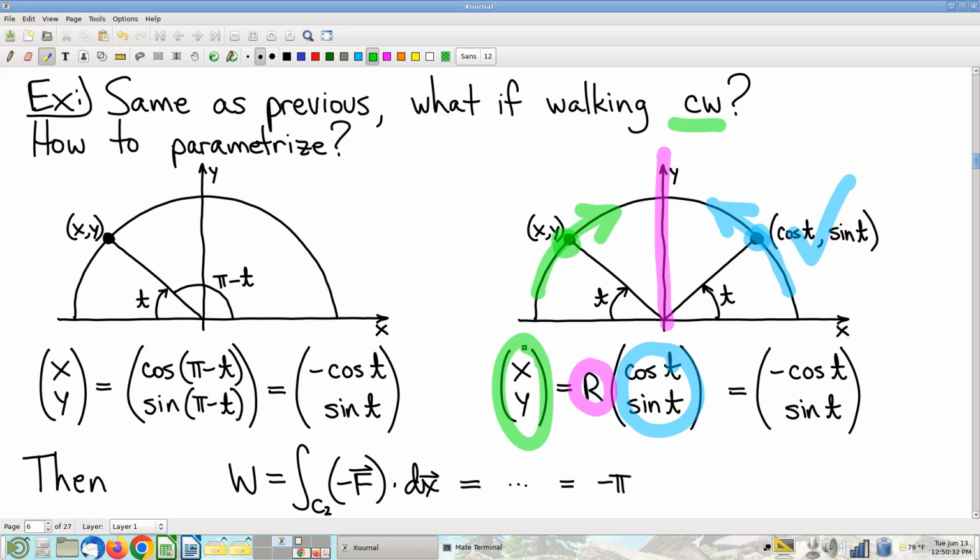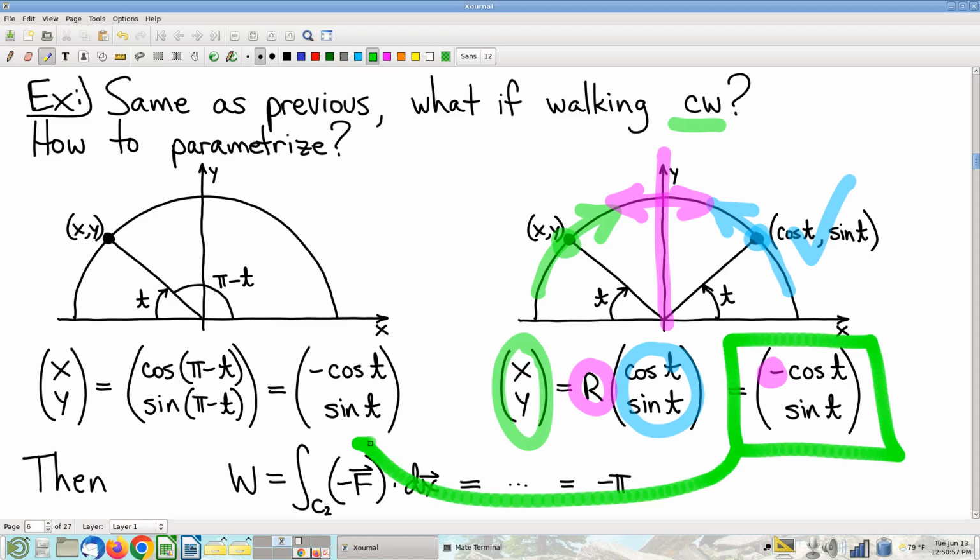Okay, so the green parameterization we want is the reflection. Easy reflection, right, over the y-axis. So it's the reflection of the blue one that we have, and not hard to persuade yourself that what the reflection does is just insert a minus sign on the x-coordinate. And so there you go. And notice we get the exact same parameterization that we got doing it the other way. How about that? Okay. Everybody happy?